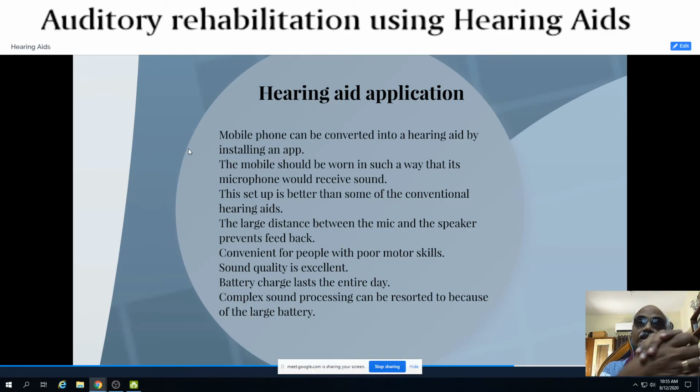But mind you, as I've been stressing, the distance between the mic and the speaker is so much that there is absolutely no feedback. Every one of us now, irrespective of age, knows how to use mobile phones. I need not tell you, the battery of your mobile could last the entire day, and all the complex sound processing can be done by your mobile processor, because currently available mobile processors and the amount of memory are huge. This is the fast catching up hearing aid application. And let me confess, I am convinced that all the hearing aids I have shown you right now will soon be confined to the dustbin, provided people take up this app based hearing aid using their mobile phone.